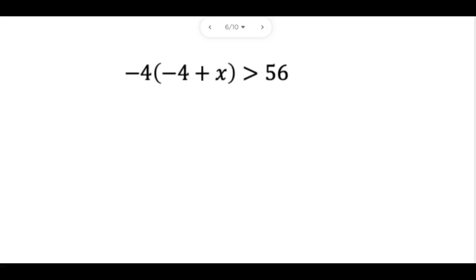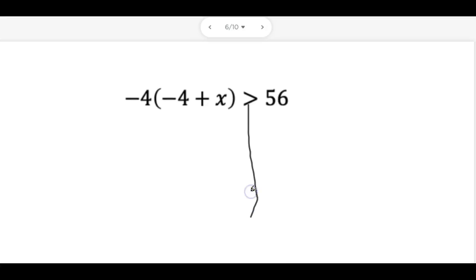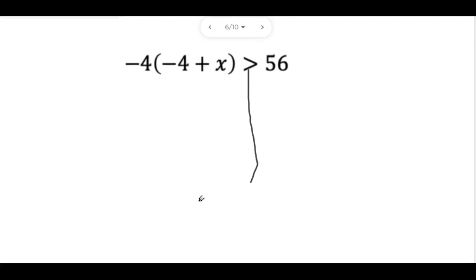Okay, so what we have is, let me get my pencil. I thought I had my pencil selected. I'm going to draw this little line so that I can separate what's happening.